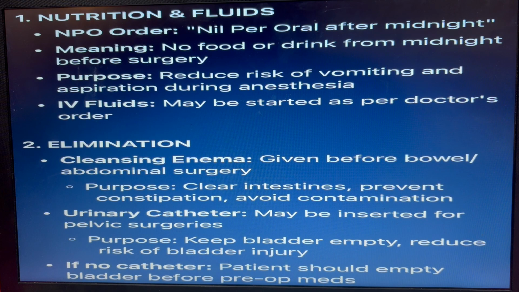Okay, next, before surgery we prepare the patient's body, and the most important order is NPO, nothing by mouth after midnight, and this prevents the patient from vomiting and aspiration during anesthesia. For bowel surgeries, we give an enema to empty the bowels, and for pelvic surgeries, a catheter is inserted to keep the bladder empty and prevent injury during surgery, and these steps make surgery safer.